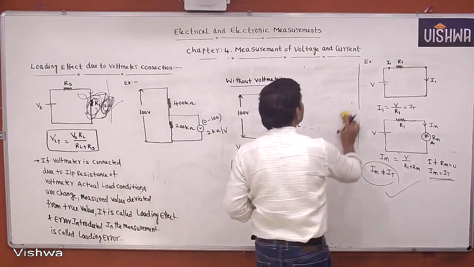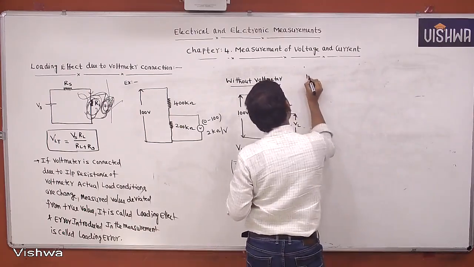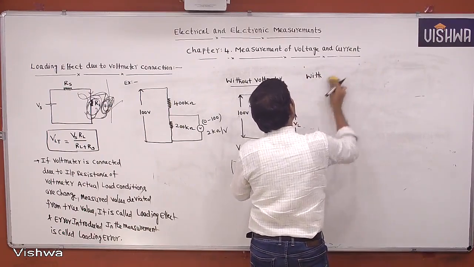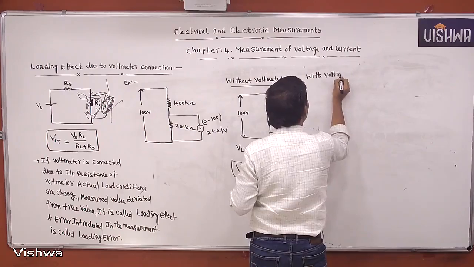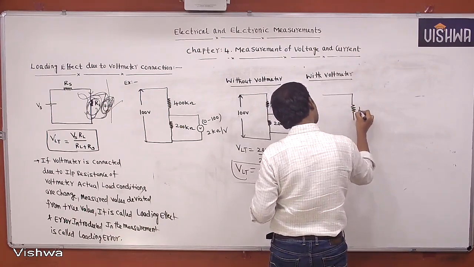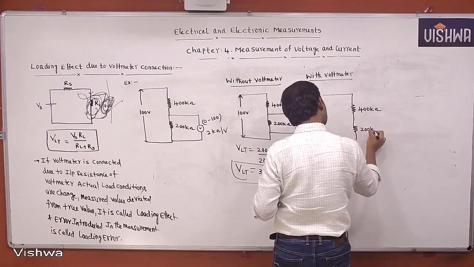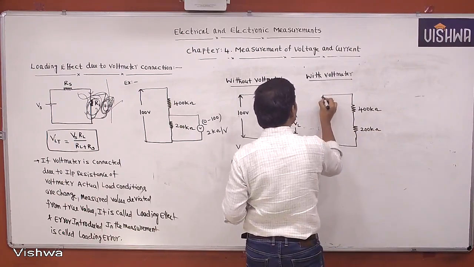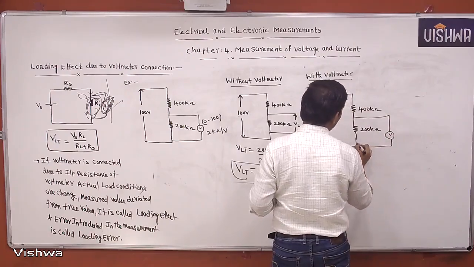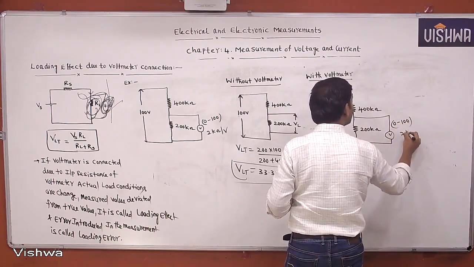Now when can we get the measured value? With voltmeter we can get the measured value. If you take it with voltmeter, this is 400 kilo ohms and this is 200 kilo ohms. This is 100 volts. To measure the voltage across the load we are using a voltmeter. Yes, it is a 0 to 100 volts voltmeter, 2 kilo ohm per volt.